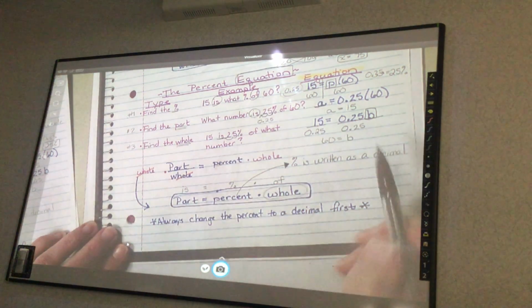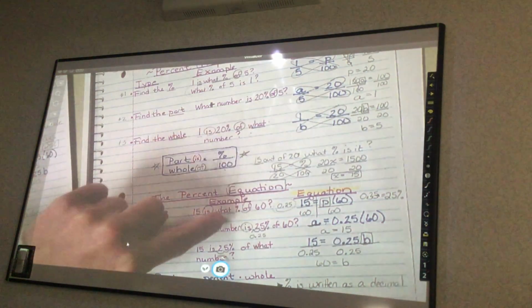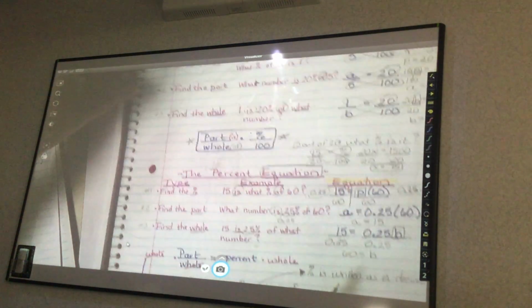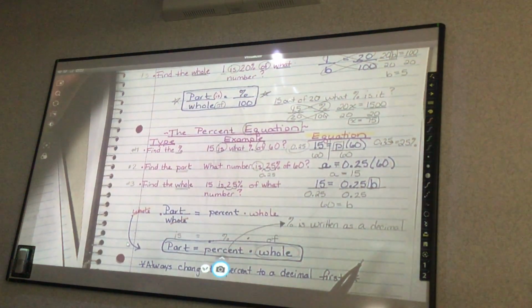So we are using the percent proportion and the percent equation to begin chapter 6. This set of notes you are going to want to keep.